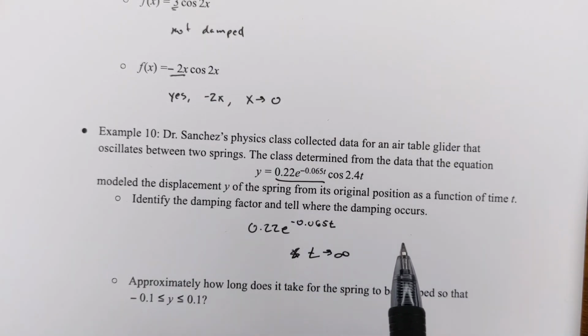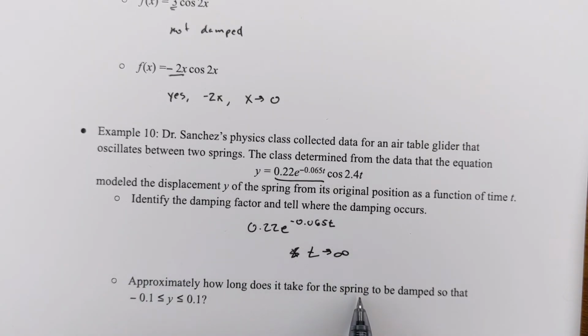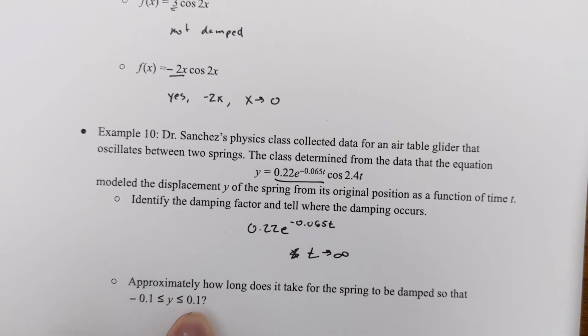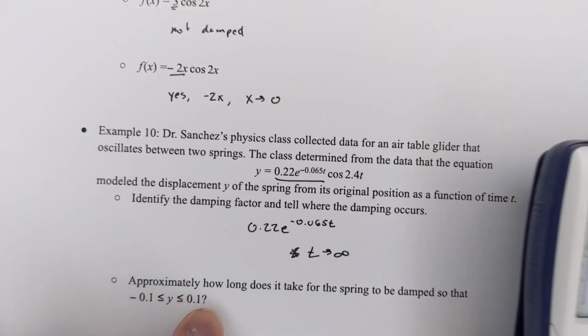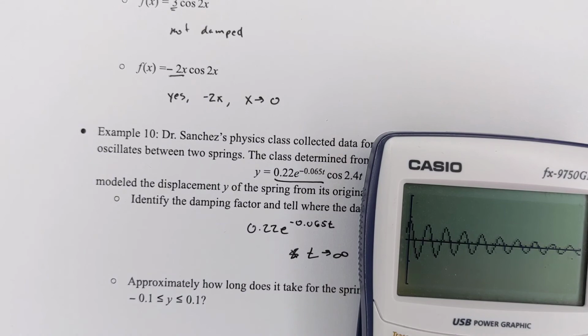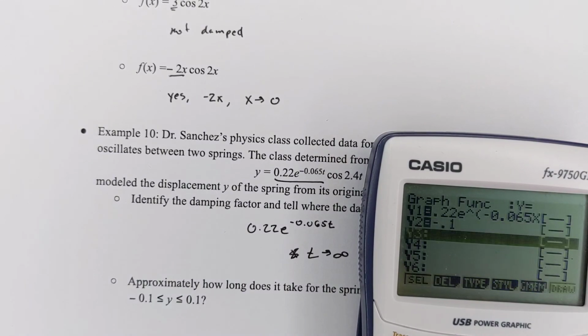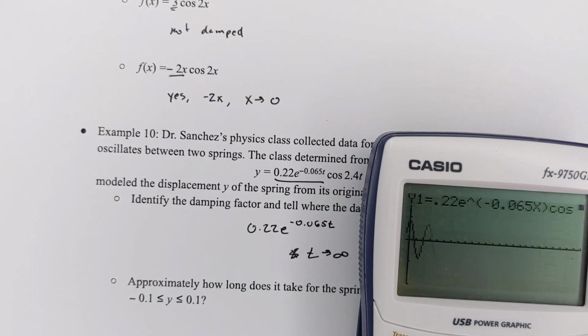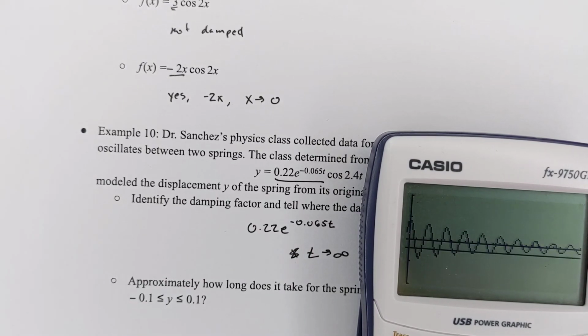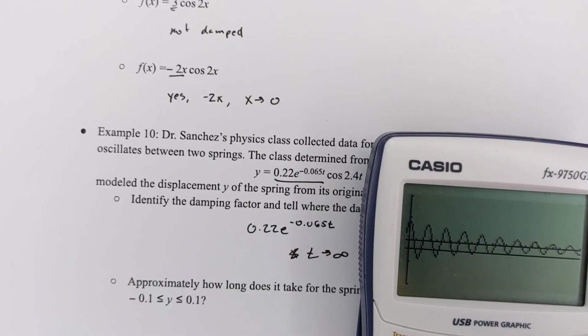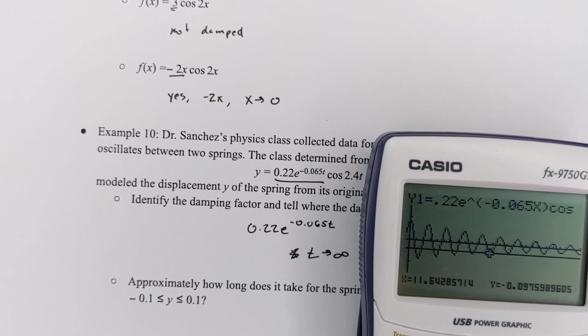As time goes on, the thing will bounce less and less. Approximately how long does it take for the spring to be damped so that it stays between -0.1 and +0.1? So what I'm going to do is drop another line in at -0.1, and then use my calculator and look at the graph. So it stays between, so there the y value, it's right about there actually. It's about 11.5 seconds, 11.6 seconds.